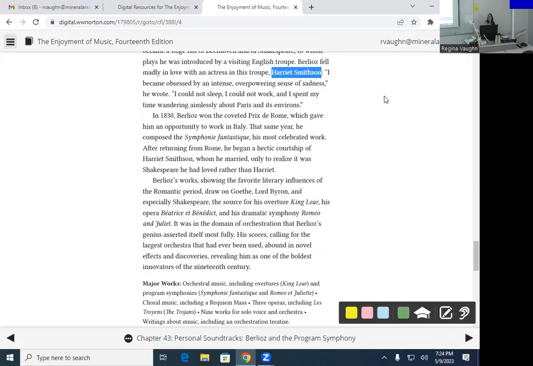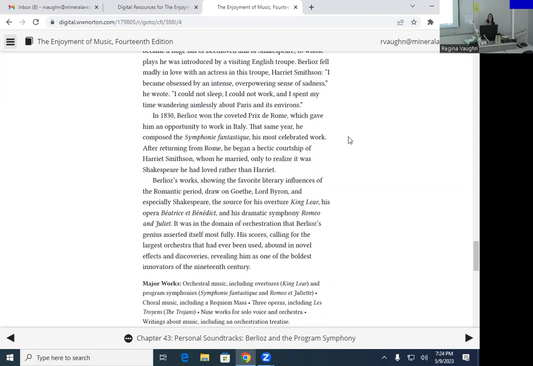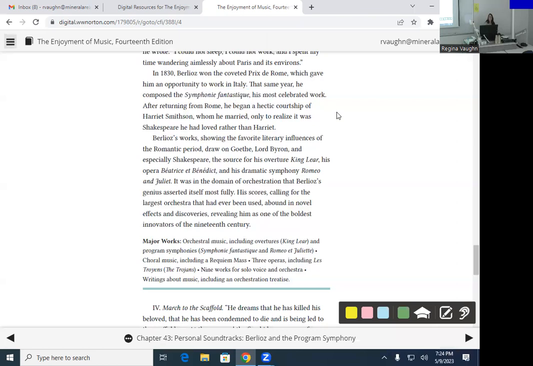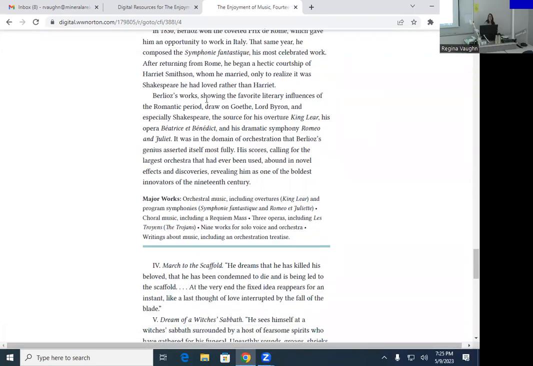She may actually be the inspiration for the Idée Fixe. We don't know for sure. In 1830, Berlioz won the coveted Prix de Rome, which was a composition prize, which gave him an opportunity to work in Italy. That same year, he composed the Symphonie Fantastique, which is his most celebrated work. After returning from Rome, he began a hectic courtship of Harriet Smithson, whom he married only to realize it was Shakespeare that he loved and not really Harriet. Oh, heartbreak.